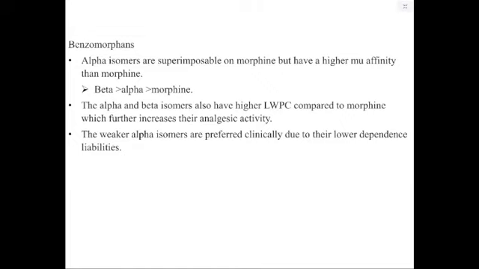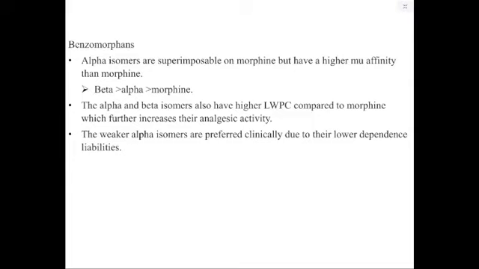Alpha isomers are superimposable on morphine, but have a higher mu affinity than morphine. And therefore, we are saying when it comes to analgesic activity, the beta is greater than the alpha, which is greater than morphine. But now the beta has a maximum toxicity, so you go for the alpha, in cases of patients who have a lot of pain.